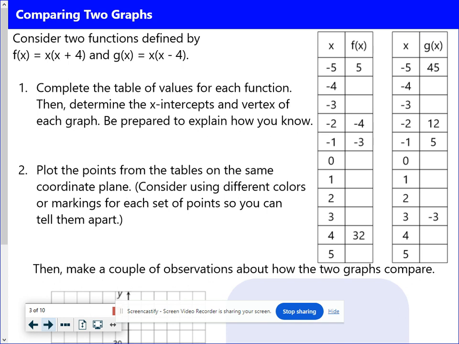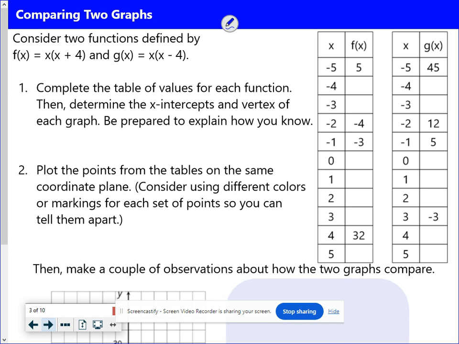And I want to get the rest of the tables filled in, and it does ask us to find the x-intercepts, the vertex, and we're going to be able to take a look at the graph once we've got all of that information in there. So this is just a lot of number crunching, right? You should have a calculator available if you want to, but we can do a lot of this probably just in your heads. Let's just take care of everything with that f of x function first.